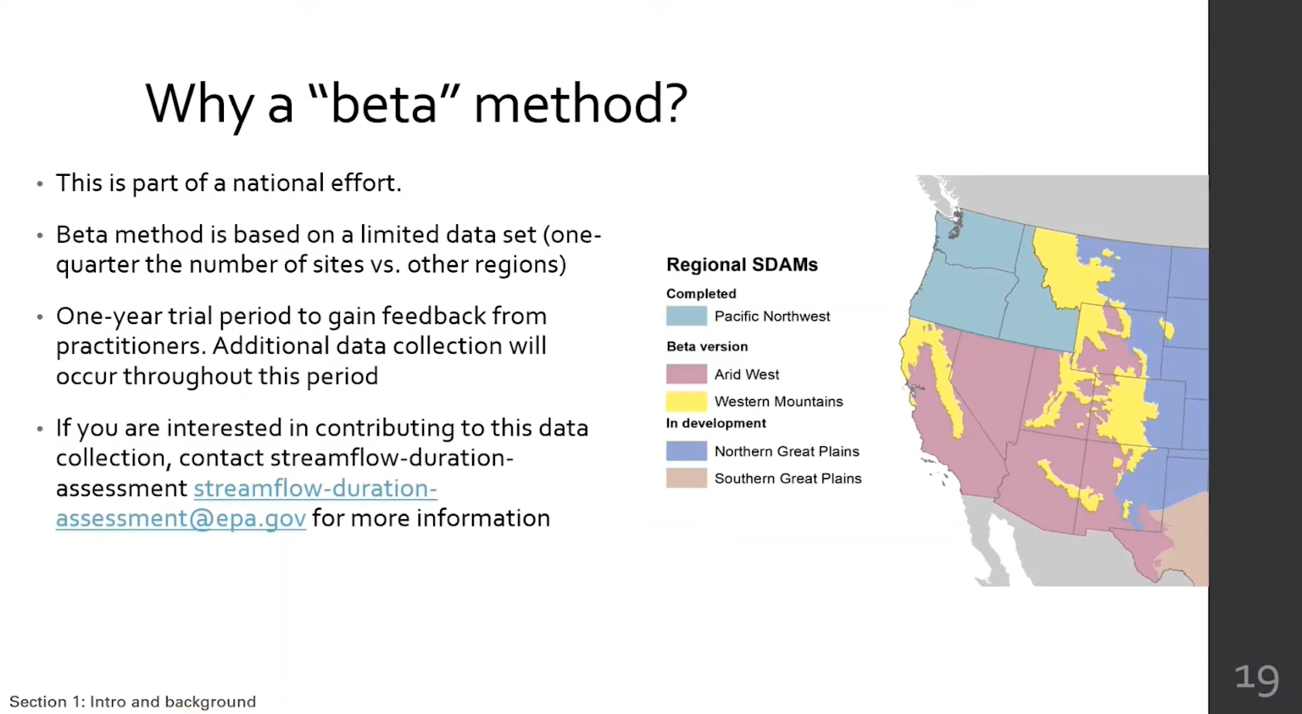These early methods, the Arid West and the Western Mountains, have smaller data sets than what we're developing for other regions. And so what we wanted to do is put out a method based on the data that we have available, and then have a one-year trial period during which practitioners can provide feedback, but additional data collection can also occur. So if you're interested in contributing to this data collection or the development of this final SDAM, you should contact the Streamflow Duration team at the email address on this slide to find out some more information.